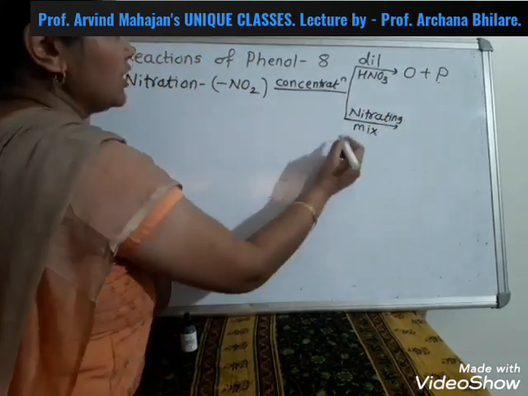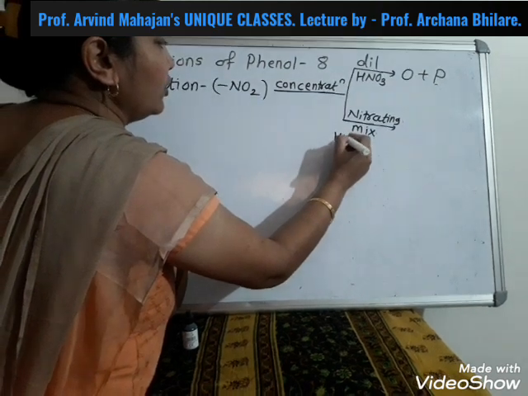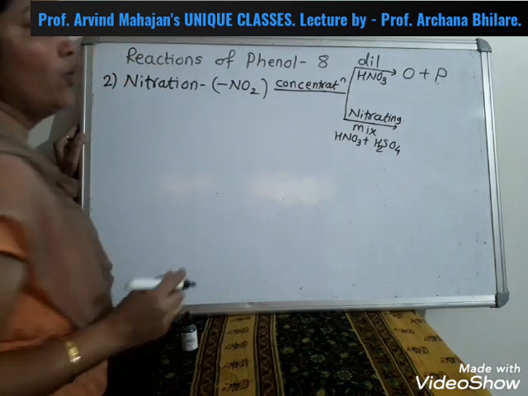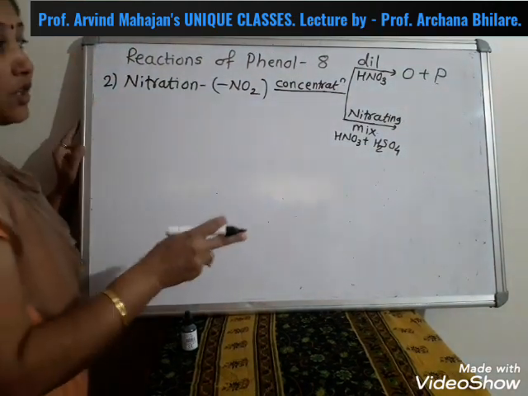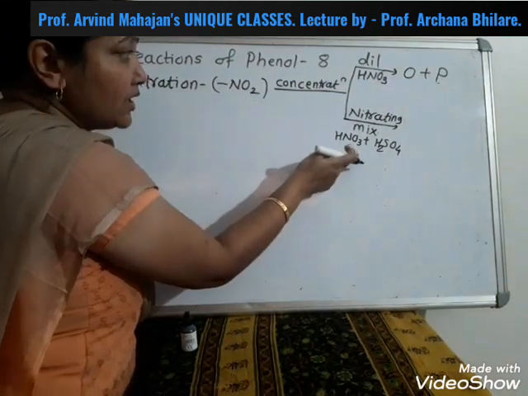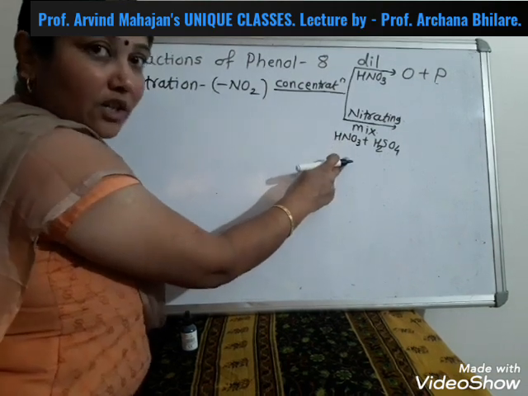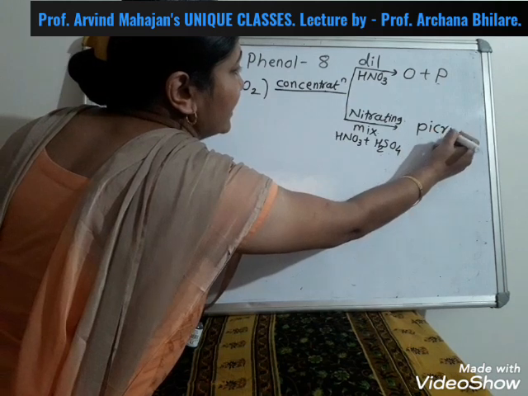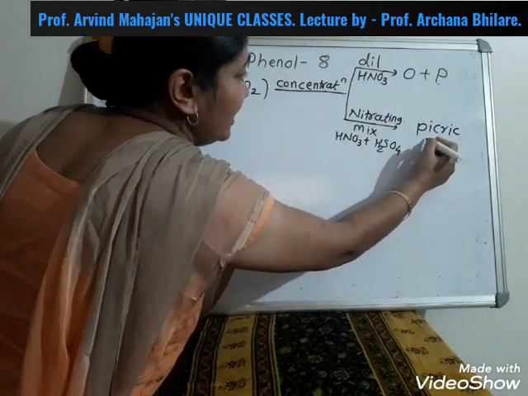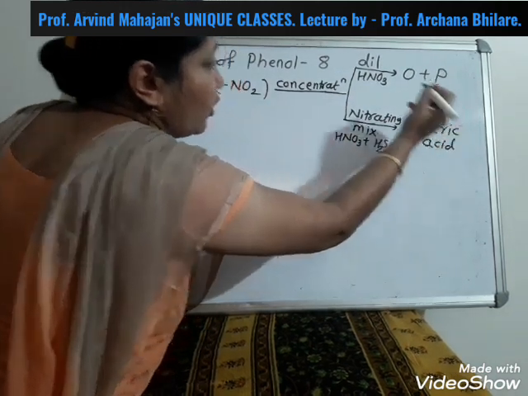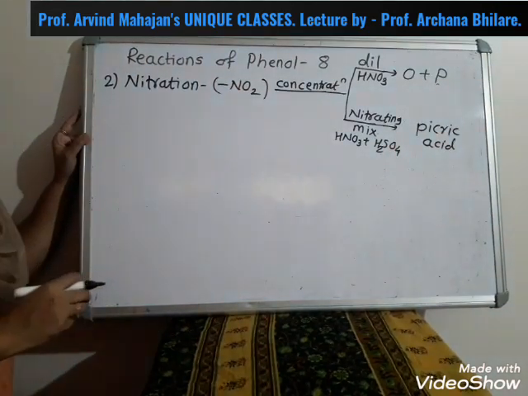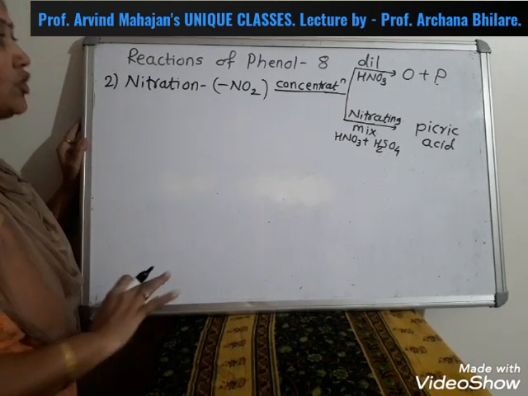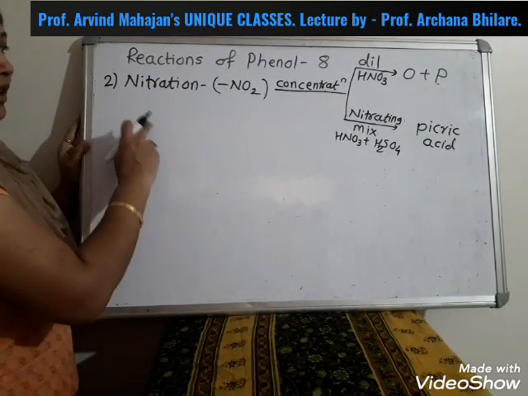And if we use nitrating mixture, what is nitrating mixture? Concentrated HNO3 and concentrated H2SO4. If we use this mixture, quite stronger conditions are used as compared to this. So we get picric acid. Picric, yes, sounds funny, but nitro compounds are called picric compounds. So it is known as picric acid. Okay, what's the product? I will write the reaction.